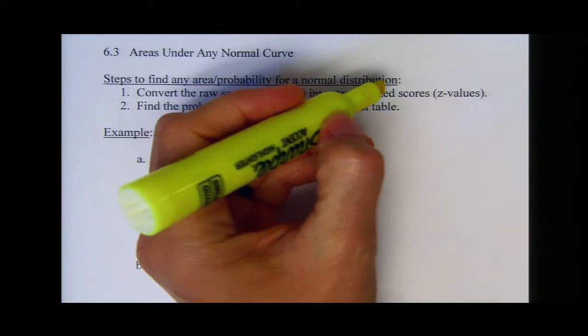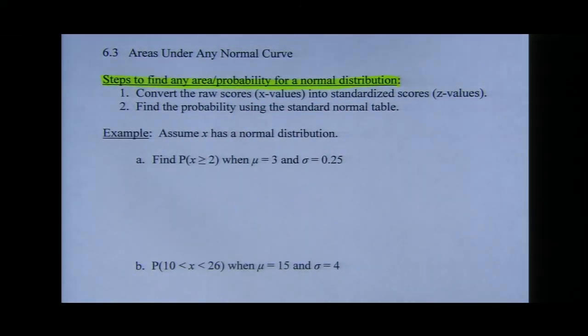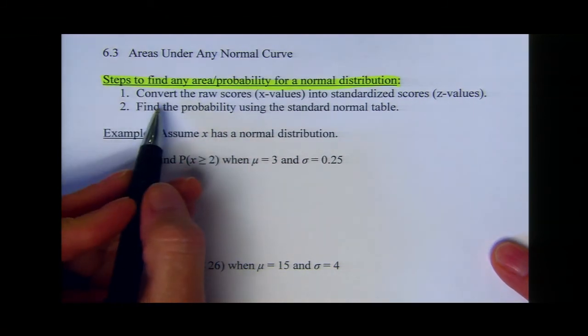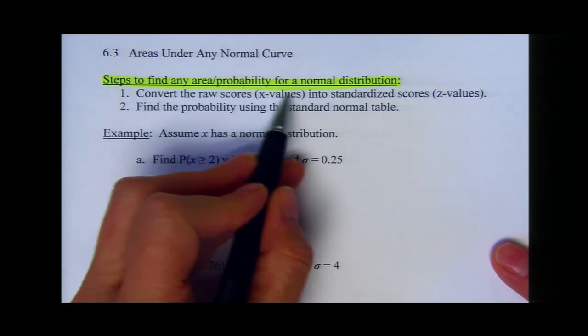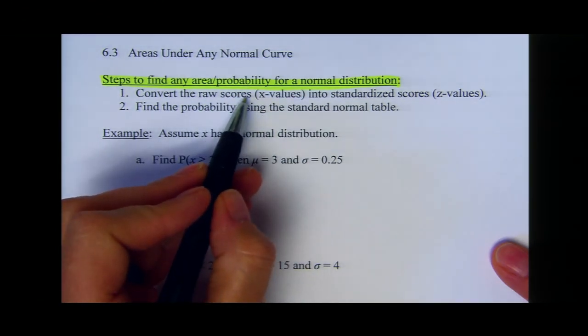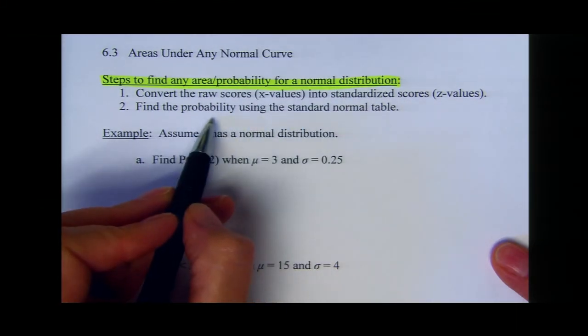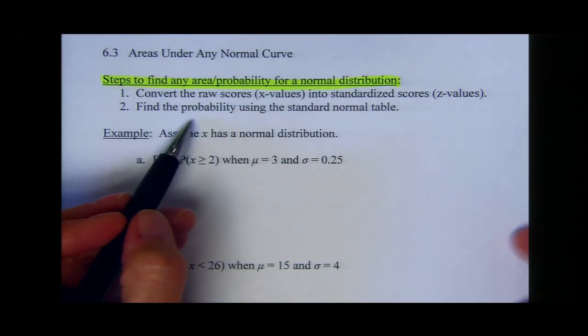What we're going to be looking at is bringing everything we've learned so far in chapter 6 together. We're going to look at the steps to find any area or probability for a normal distribution. First, convert the raw scores, which are X values, into standardized scores, which are Z values. Most typically in a problem, the raw score, the X value, will be given because that's a real life value. Then once we've converted into our standardized values, we go to the table and find the probability.